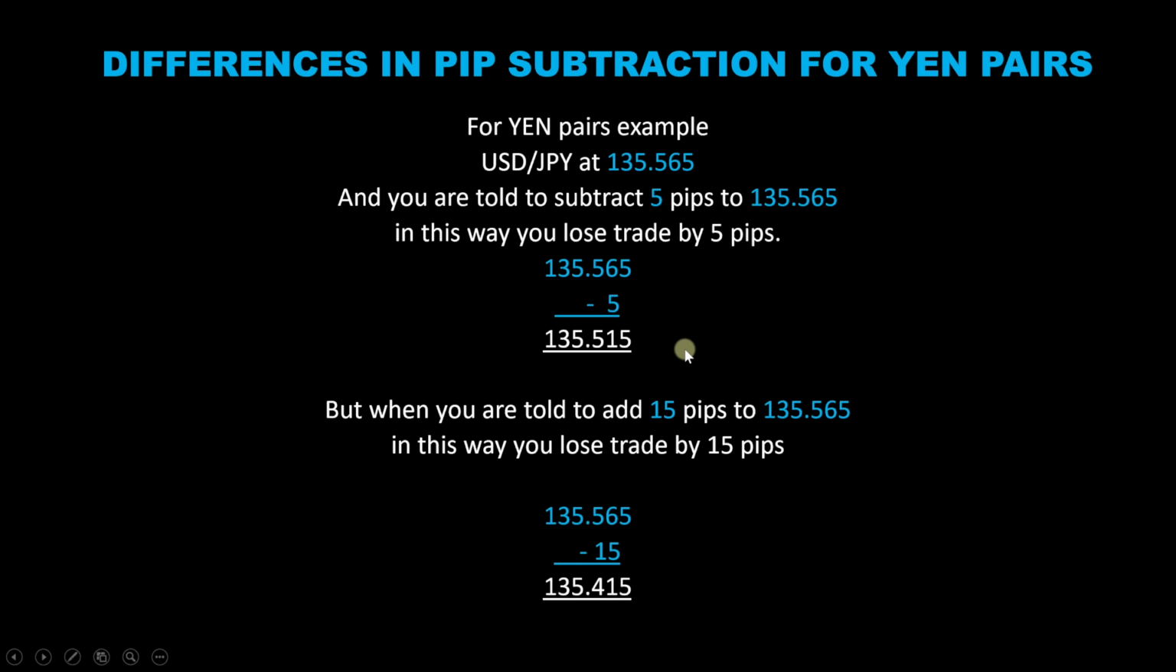135.715. The difference in pip subtraction for yen pairs is just the same, but now we do our subtraction from this price here, and then we find it this way. But when you're told to subtract 15 pips, then you'll find it is less 15, so you get it like this. So the last one we don't count it because it's a pipet. It's like a second on your watch, but this one is like minutes and this one is like hours.